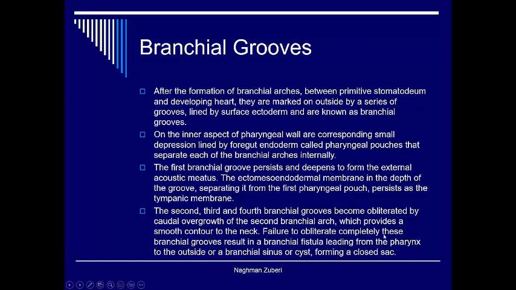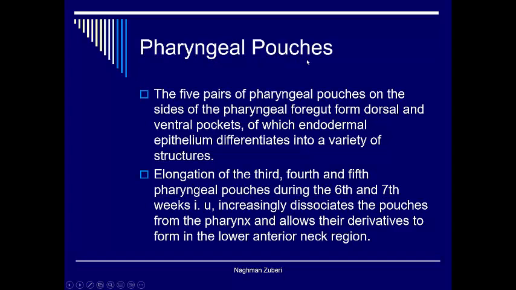Failure to obliterate completely these branchial grooves results in a branchial fistula leading from the pharynx to the outside, or a branchial sinus or cyst, forming a closed sac. Pharyngeal pouches. The 5 pairs of pharyngeal pouches on the sides of the pharyngeal foregut form dorsal and ventral pockets, of which endodermal epithelium differentiates into a variety of structures.